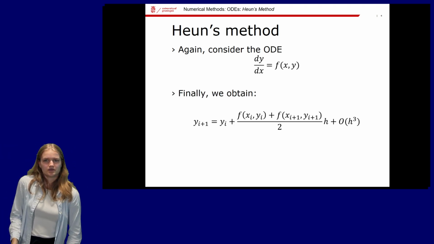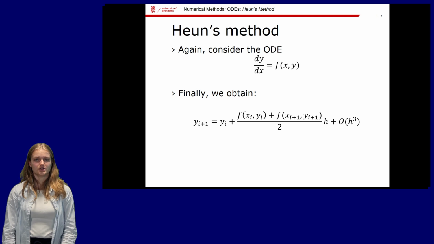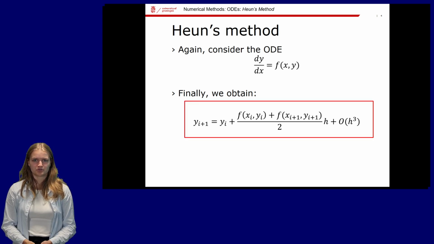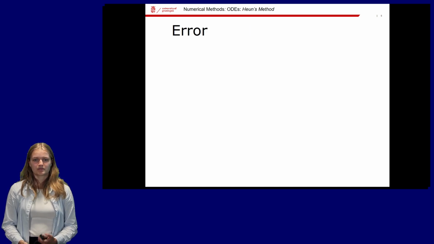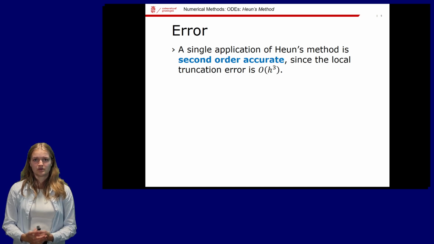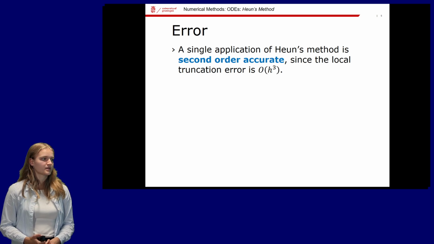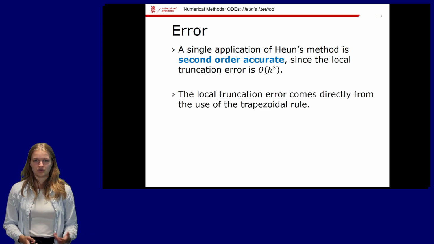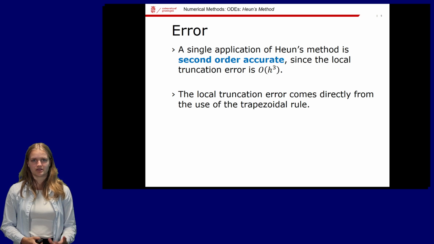So we obtain this expression for Heun's method, and this is the final expression for this method. As I explained, Heun's method is second order accurate because the local truncation error depends on h to the third, and that local truncation error comes directly from the use of the trapezoidal rule.